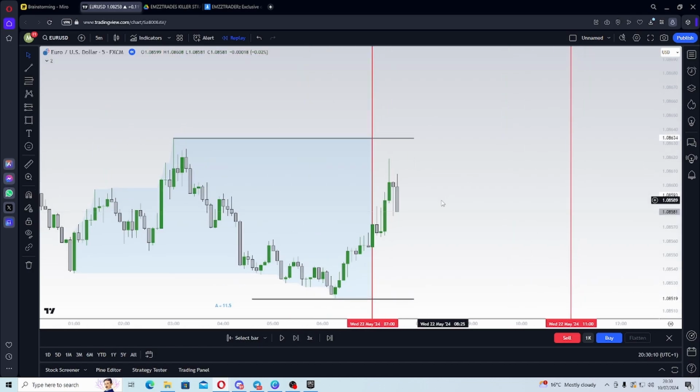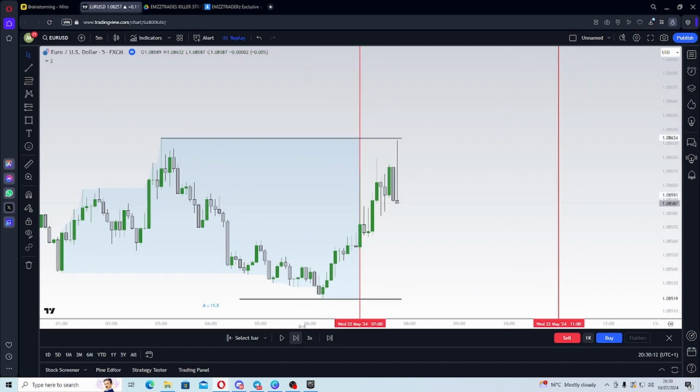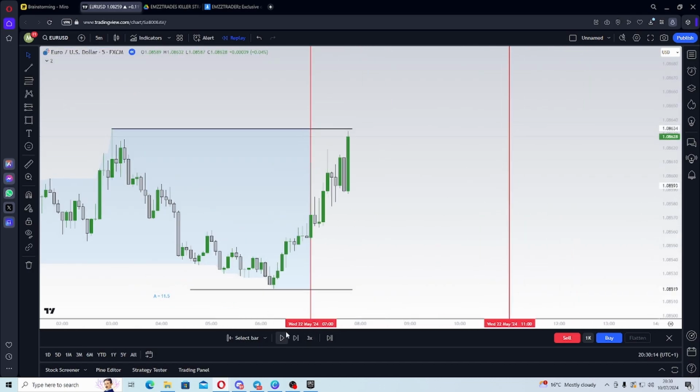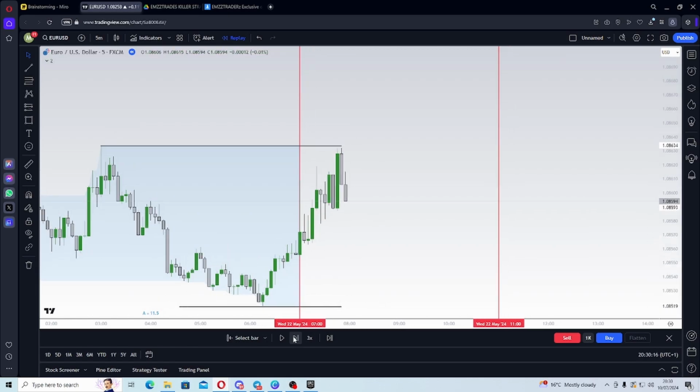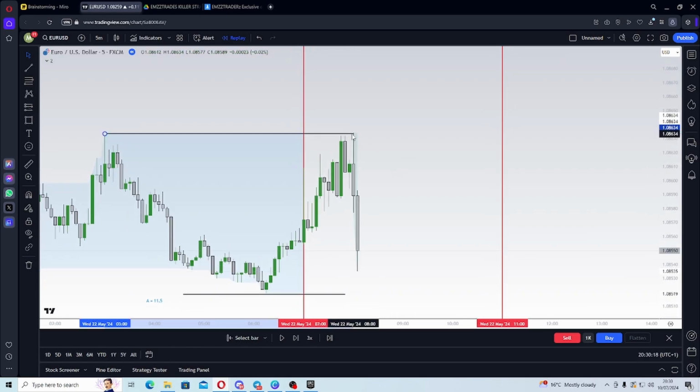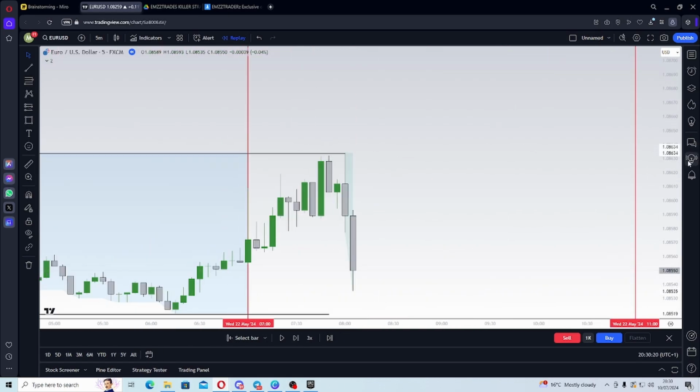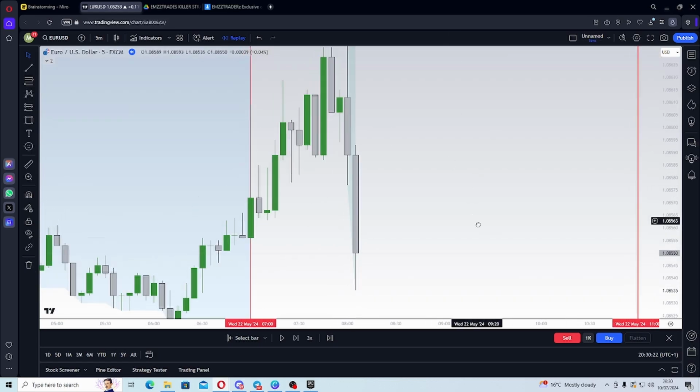So as you can see, I'm still waiting for price to go in between one of them. And there we go, it's reaching the highs right now. And there we go, we just got a sweep. It's right there, okay? It's very close, but it did get swept, okay?